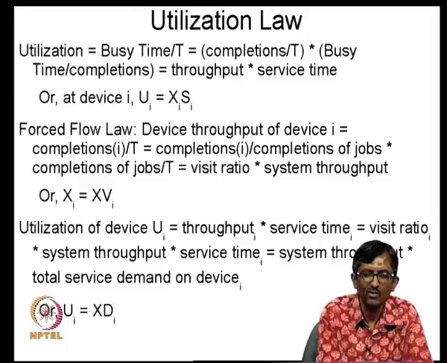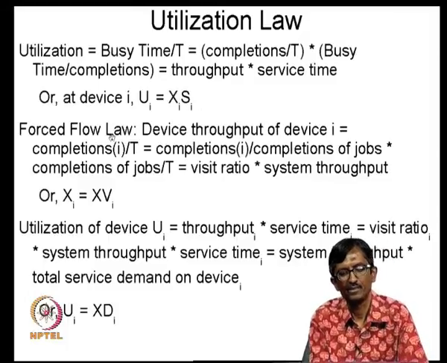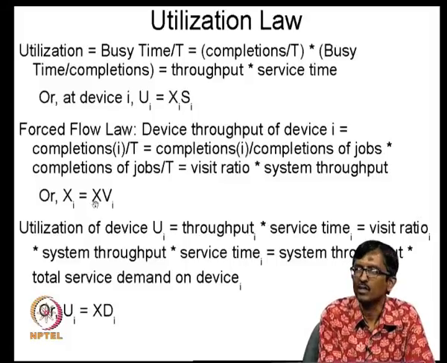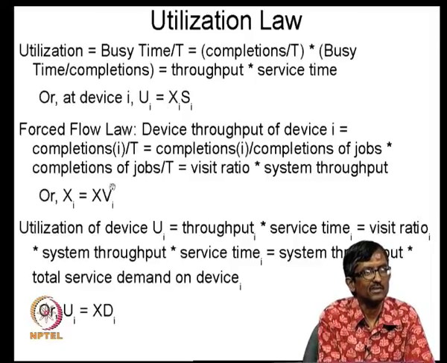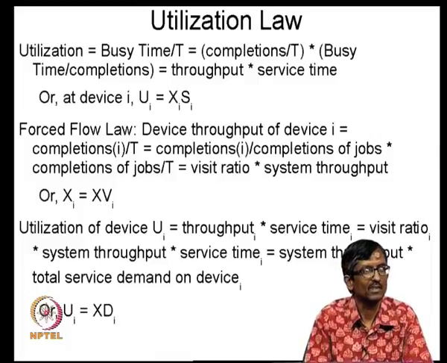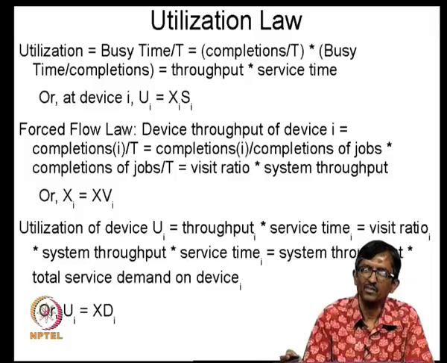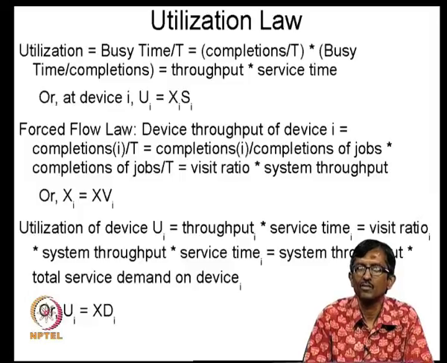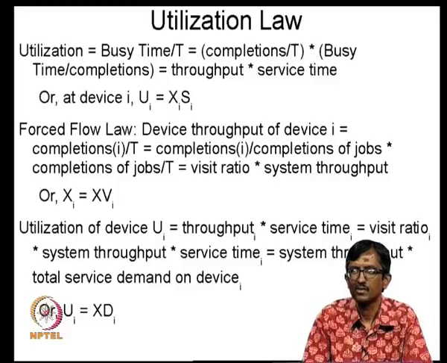Similarly, there is something called the forced flow law. What is it saying? Essentially, it is saying that if the throughput of the whole system is capital X, the system throughput, that drives the rest of the system. See, there is a bottleneck device that determines the throughput of the whole system, because that bottleneck device drives the whole throughput of the system. Now, everybody is going to be affected by the rate at which the bottleneck device is driving the whole system. So, everybody else has to correspond to that, and that is what this is saying.